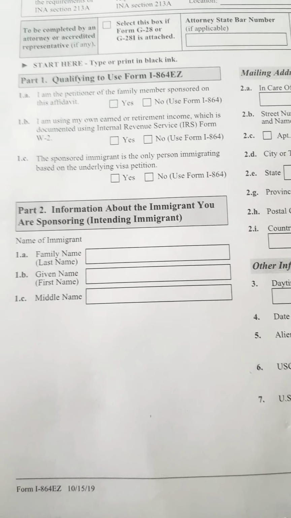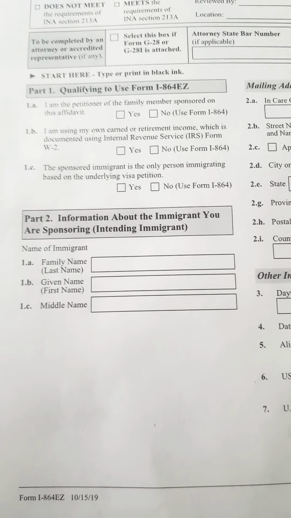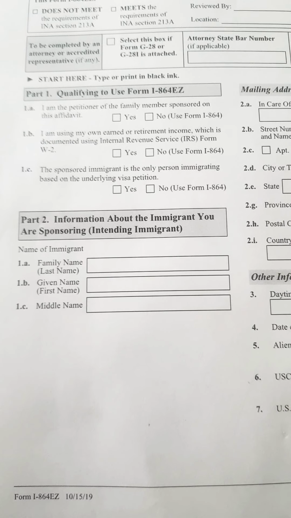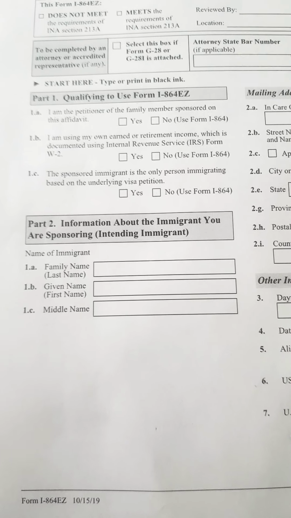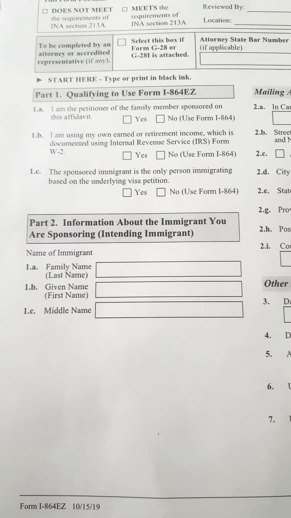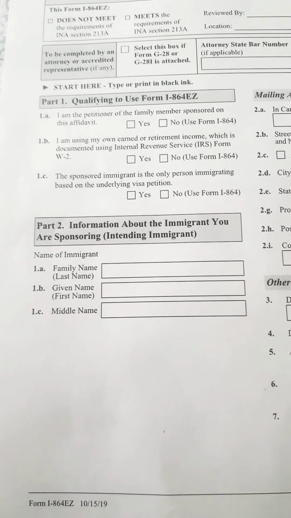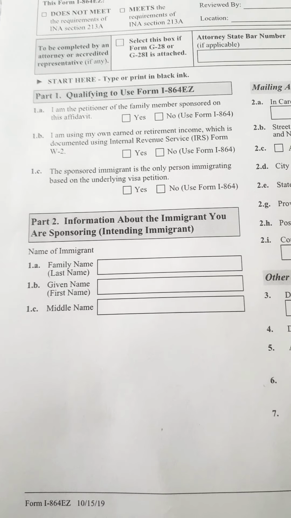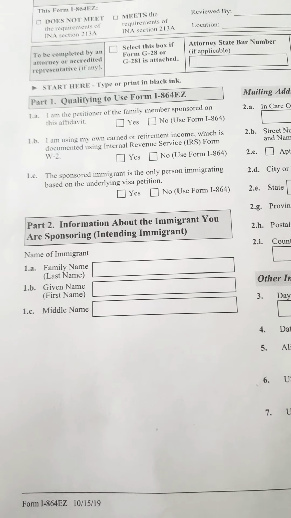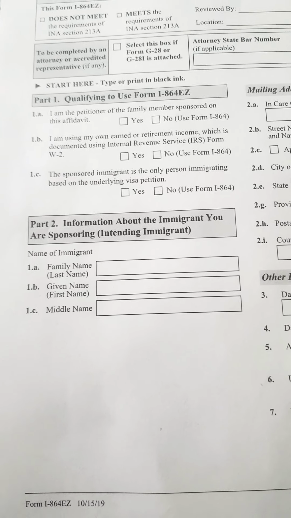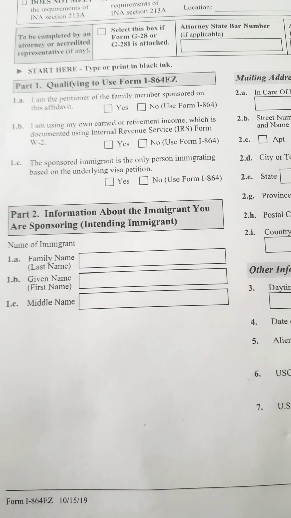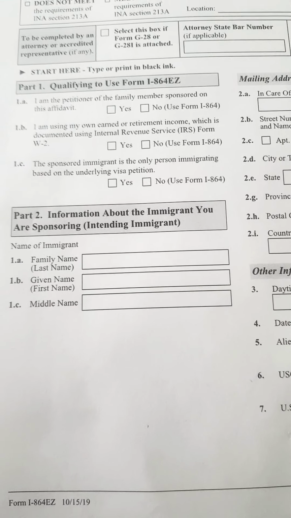So let's go to part 2. Information about the immigrants you are sponsoring, intending immigrants. What they want in 1A is the family name, that's the last name of the immigrant. And 1B, the first name of the immigrant. 1C is the middle name of the immigrant.